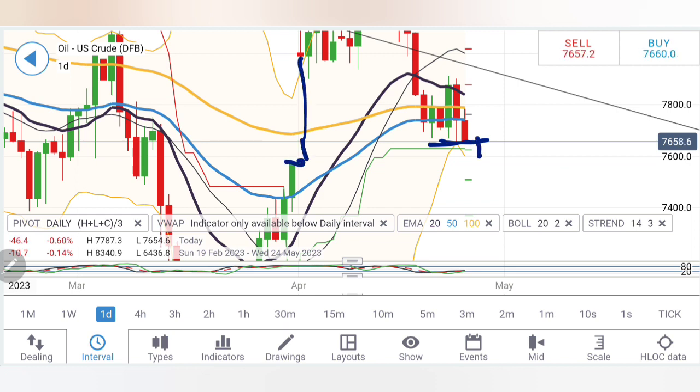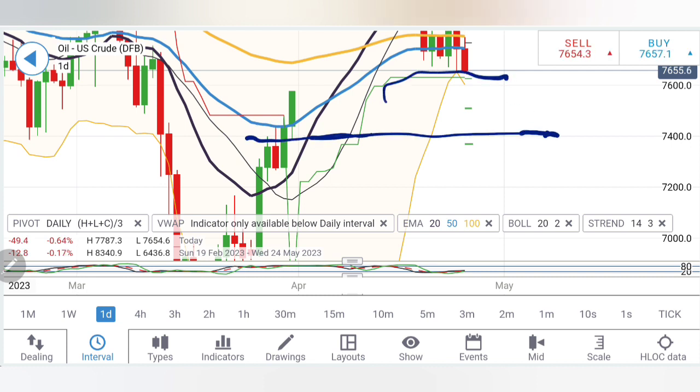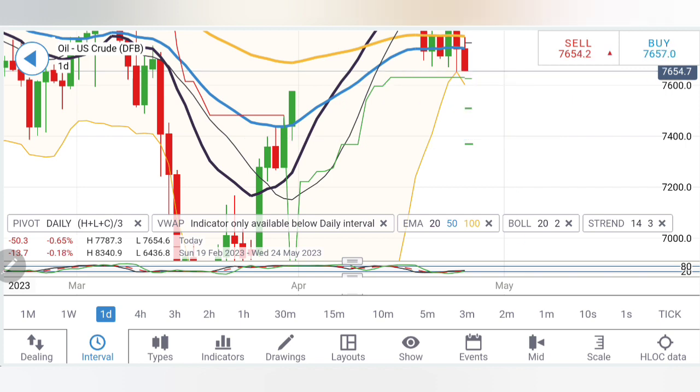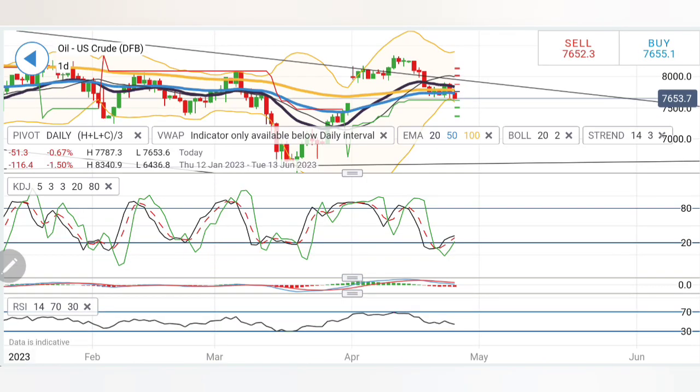See the gap here. This gap might get filled today, and below that you can expect a further drop till the 74 level. 74 is now the next strongest support. Now this zone completely between 74 to 76 is a rescue zone for crude oil. Let's see if it sustains above those levels.